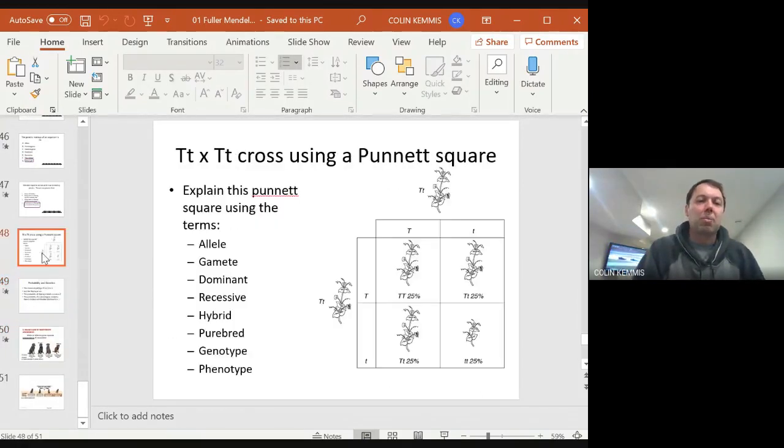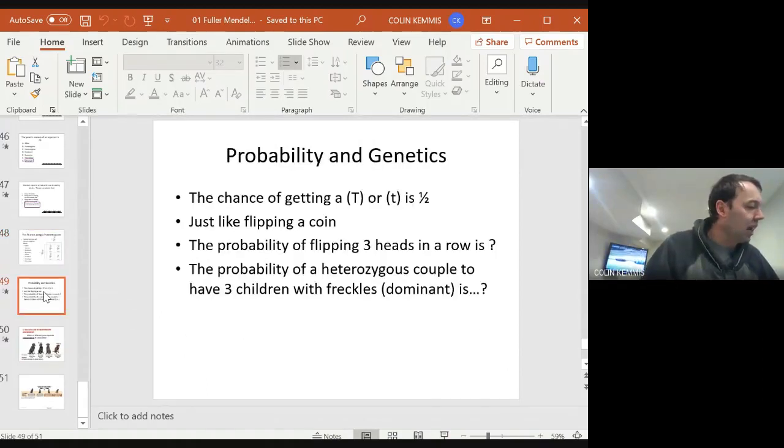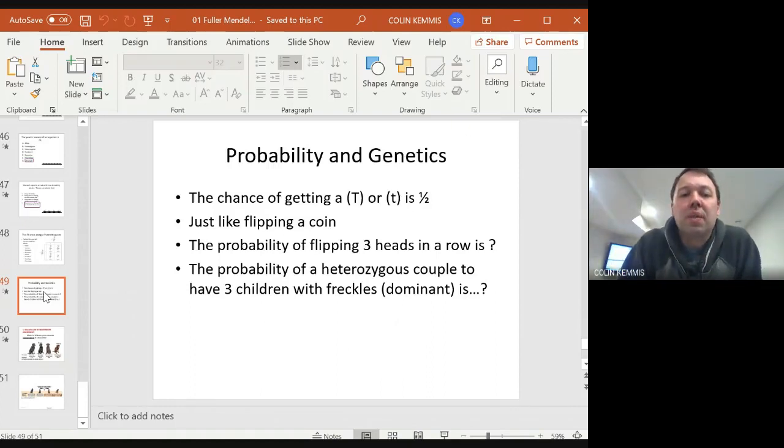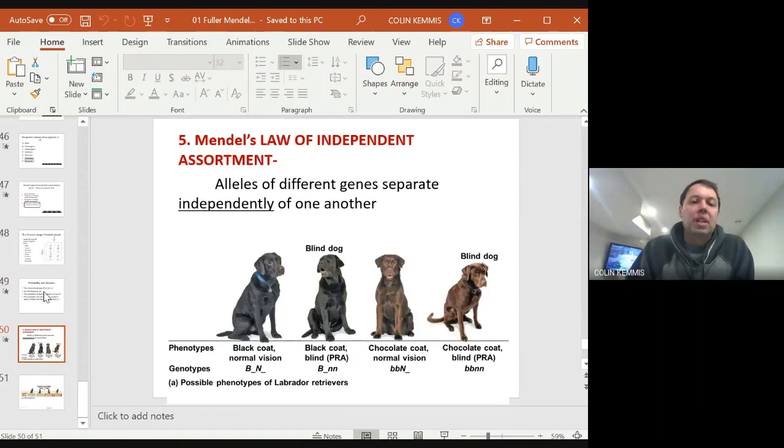let's talk about some probability here. Okay, the last little learning target talks about using probability in the law of independent assortment. That's page 150, 151 here. So probability is pretty important. It's just like flipping a coin. But how do we calculate that? What if we get 3 heads in a row? Are they independent of each other? What's going on there? So alleles of different genes separate independently.